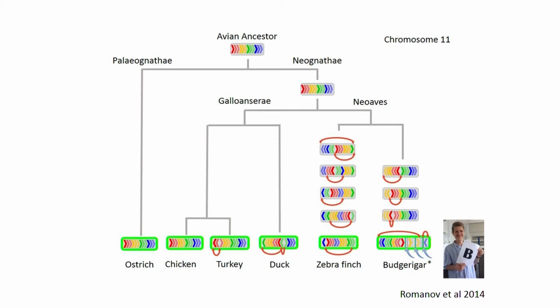The changes that have gone on to form our zebrafinch, our budgerigar, our turkey, and our duck. And we see the ostrich and chicken were pretty much the same as the ancestor. So what about this ancestor then? What was it? What was this creature?